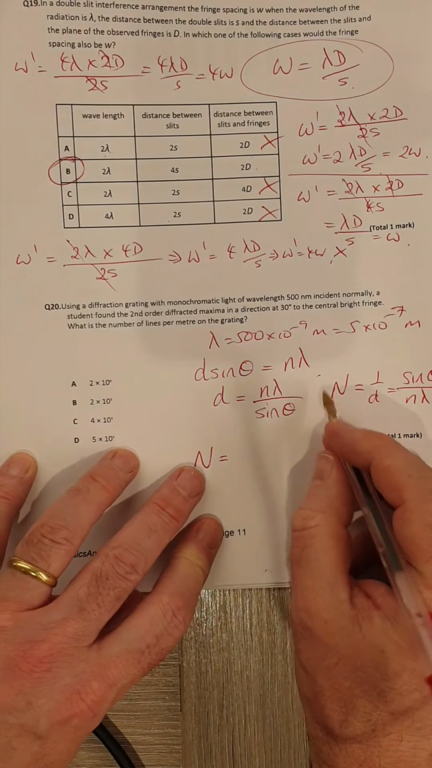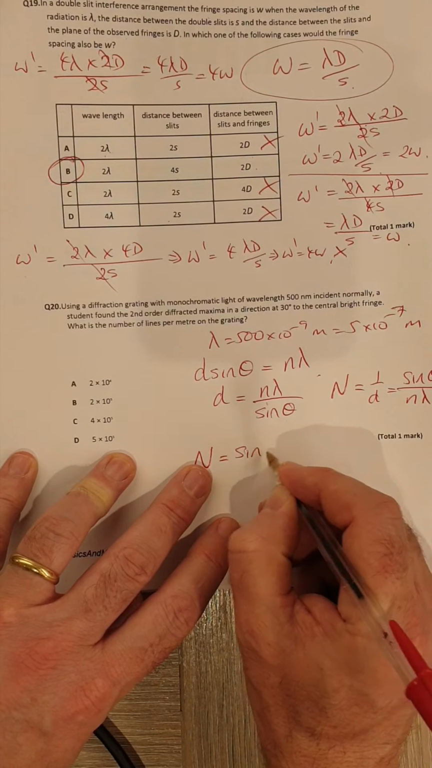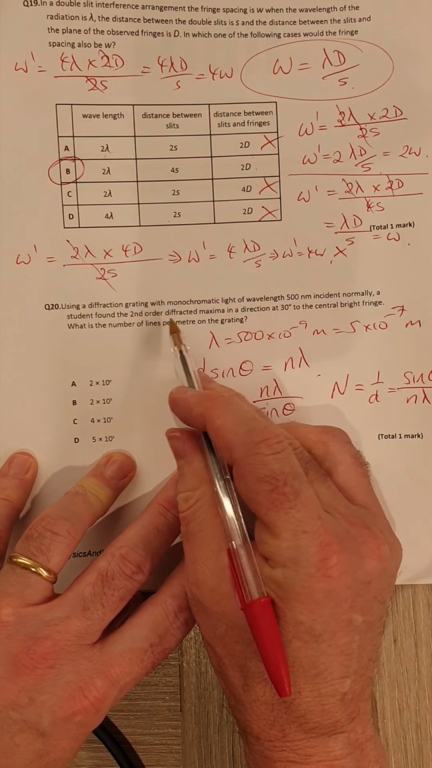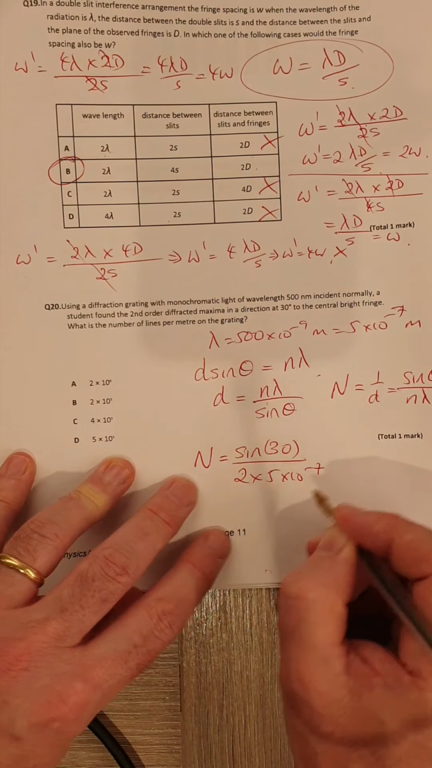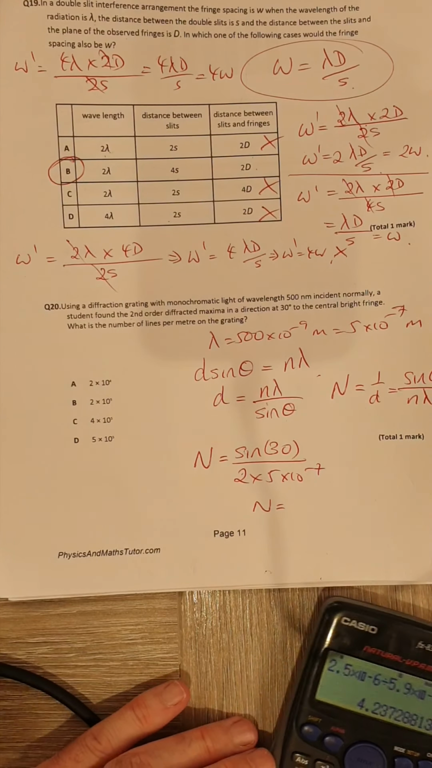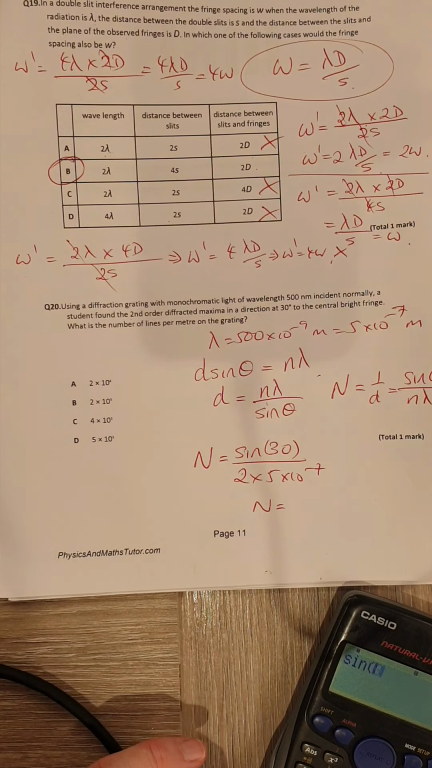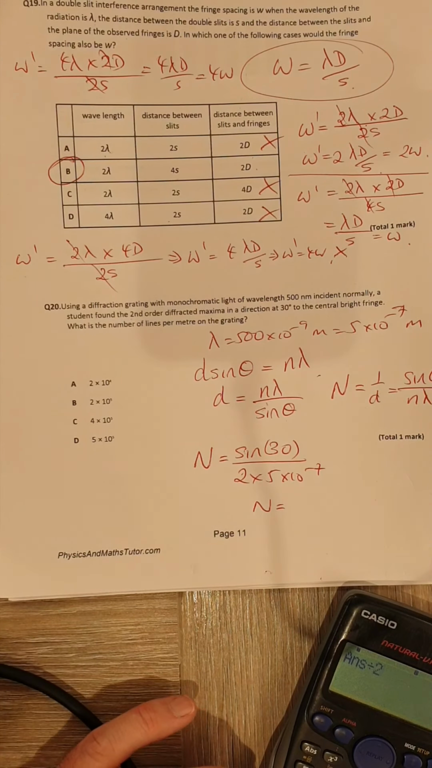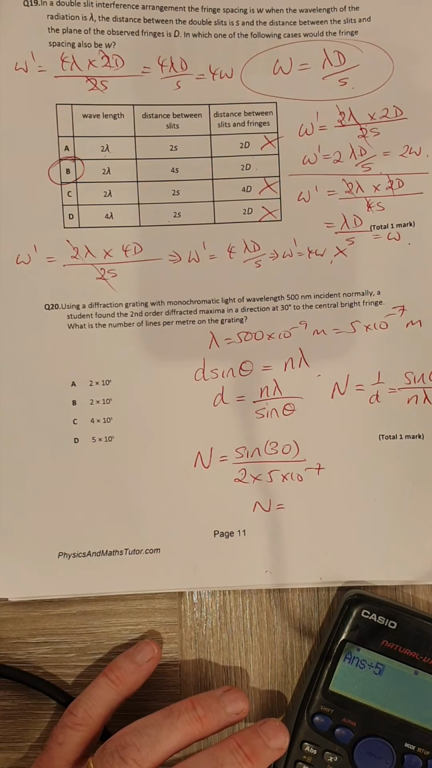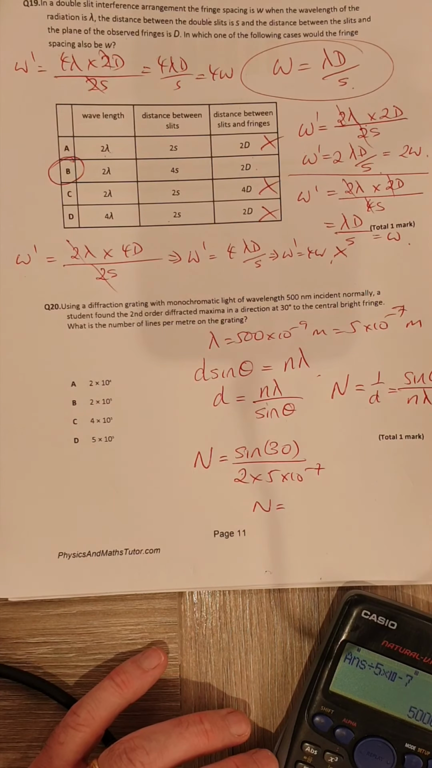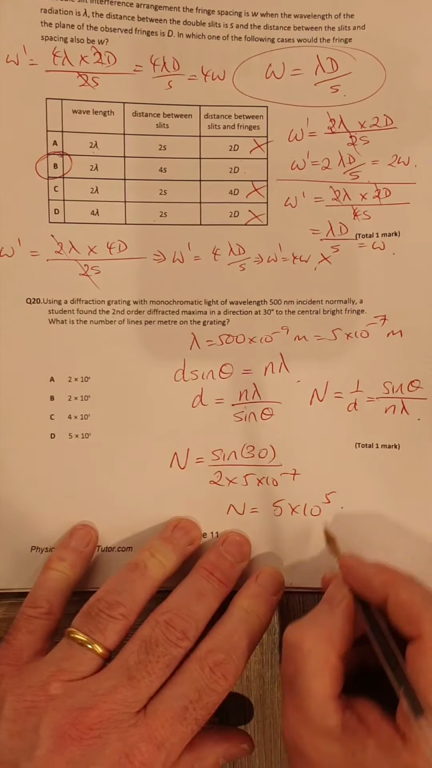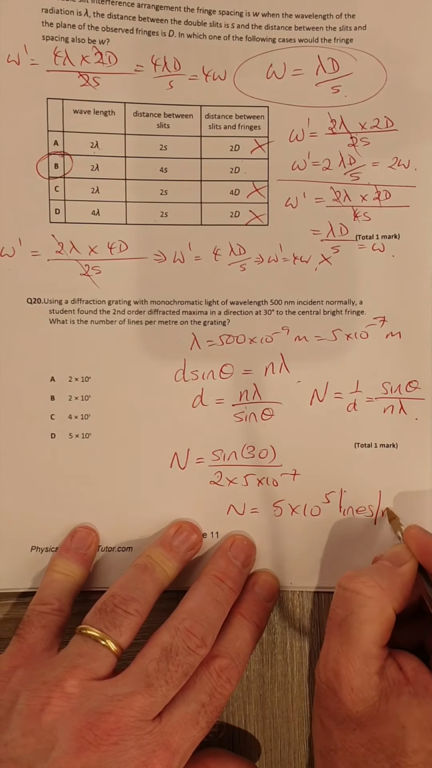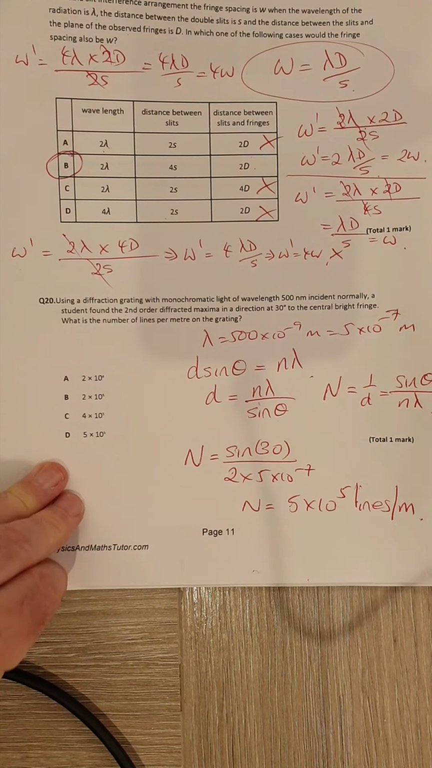So the number of lines was equal to, well, we were told it was at 30 degrees when it was the second order, so that gives me a value, the number of lines is 5 by 10 to the 5 lines per meter. So the answer is D.